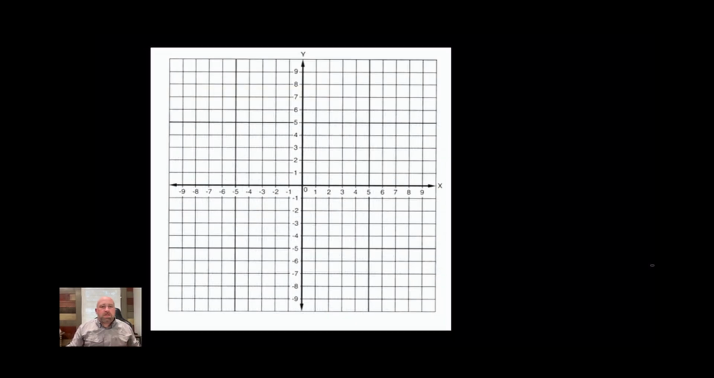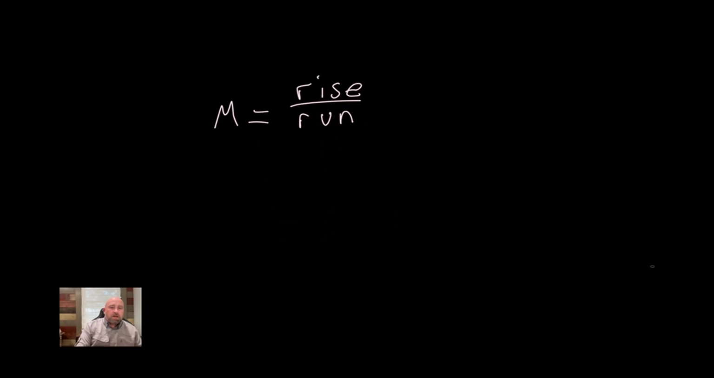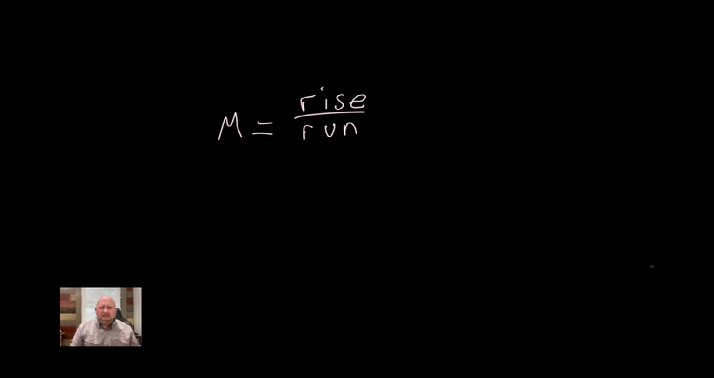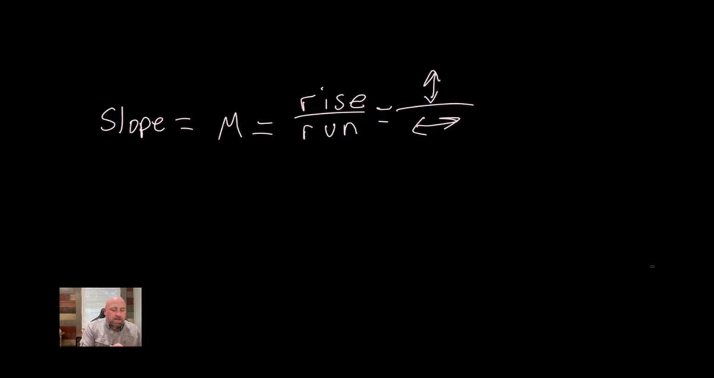Let me switch over here to my computer. So here's our formula. M equals rise over run. Now you're like, rise over run, what does that mean? Rise is up and down, and run is left and right. I'll put another equal sign here. So let me write over here, slope equals M. Okay, it's important to remember that. Slope equals rise over run. Slope equals up and down over left and right.